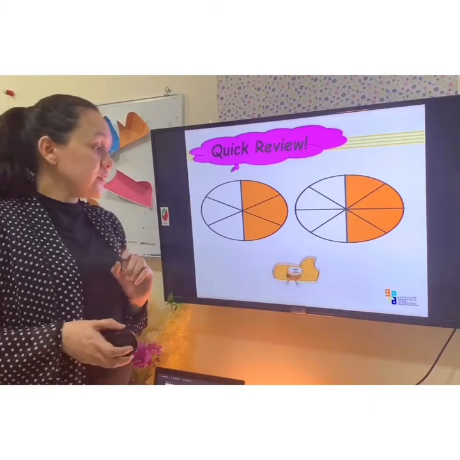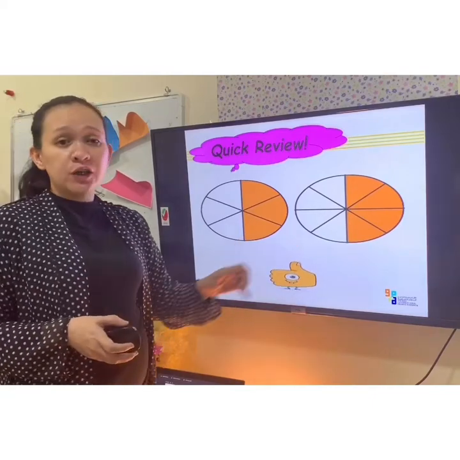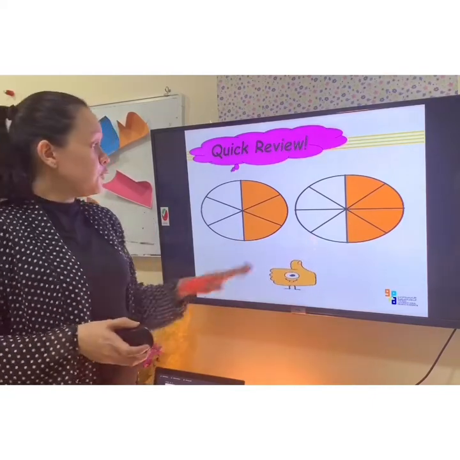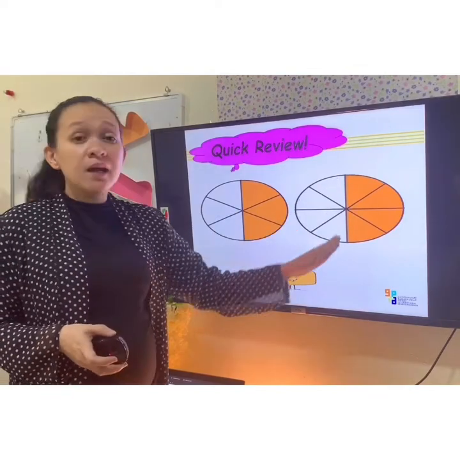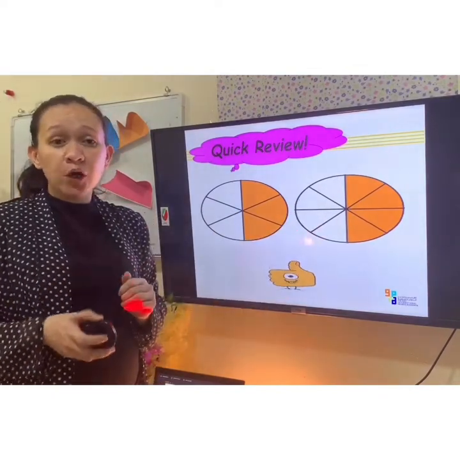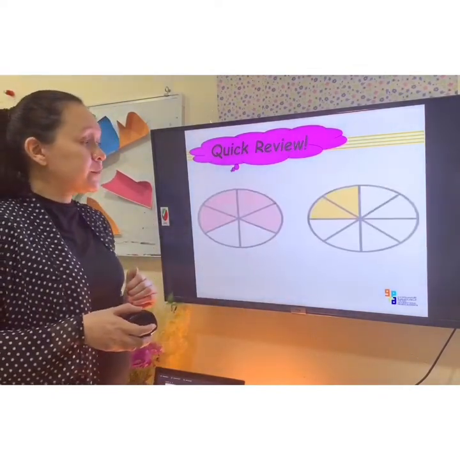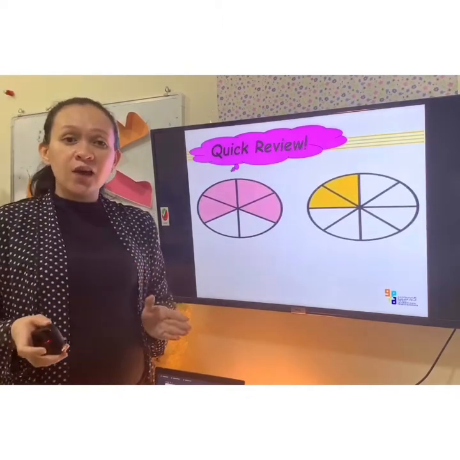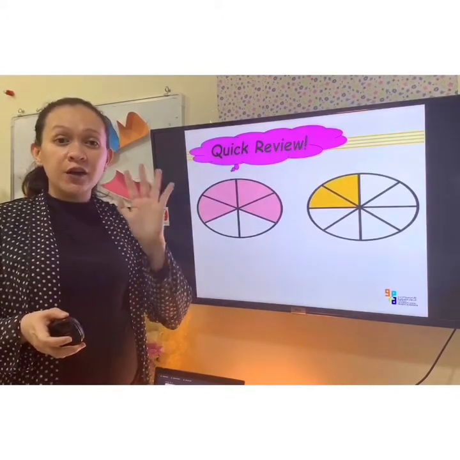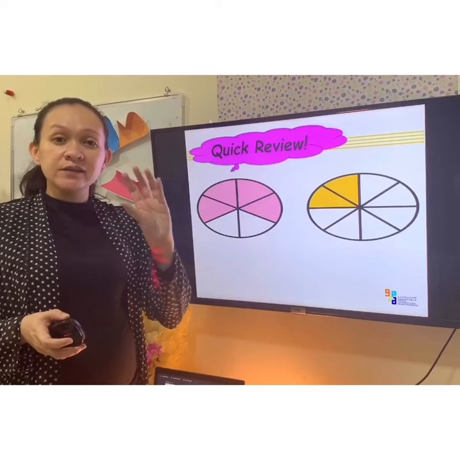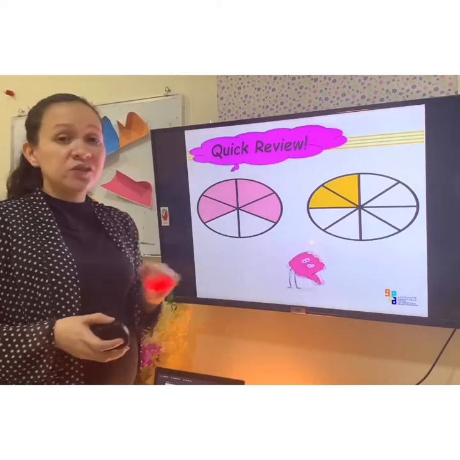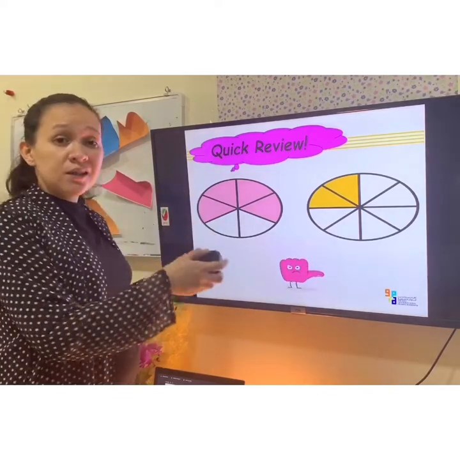The answer is yes. These two figures are equivalent. If you have noticed, they have the same number of shaded parts. How about the second figure? Timer starts now. 5, 4, 3, 2, 1, 0. The answer here is no, they are not equal.